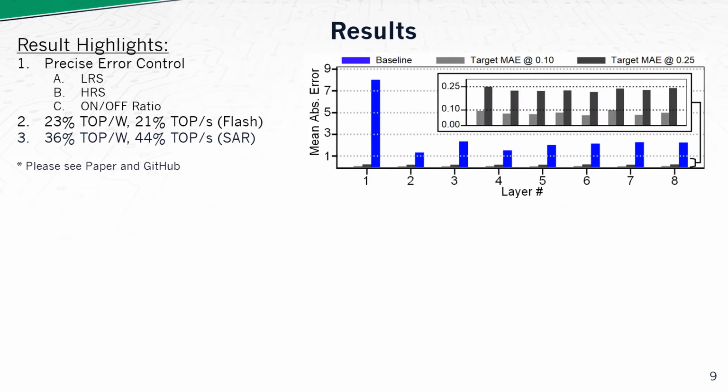So now we have made it through the algorithm and we'll see some results. Because of the short presentation, we will focus on only a few results and direct listeners to the paper and GitHub for specific details. The first research highlight is that we can obtain tight control over the error and thus accuracy of the network.